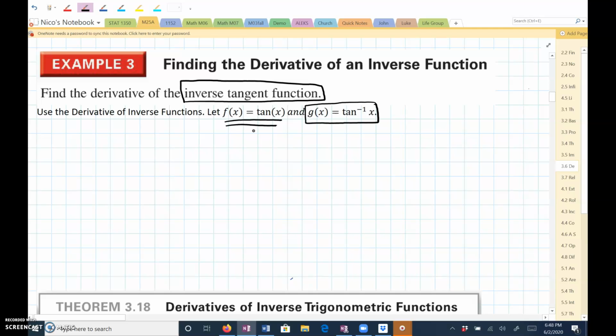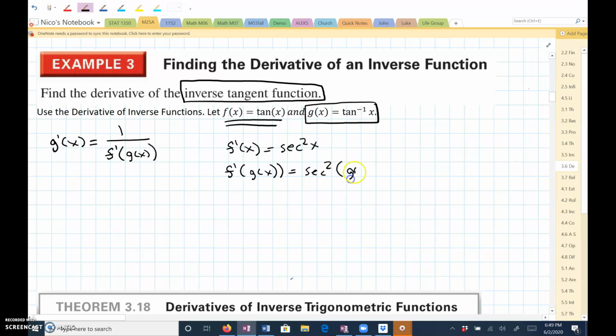So we know that when we're trying to find the derivative of the inverse, it's going to be 1 over f prime of g of x. So if we want to solve this, the first thing we have to do is figure out what f prime of x is. Okay, f prime of x, the derivative of tangent of x, would be secant squared of x. Then we need to find f prime of g of x, which would be secant squared of g of x.